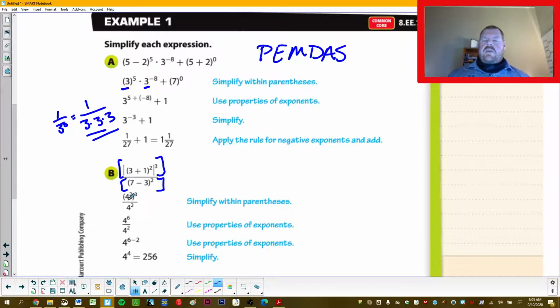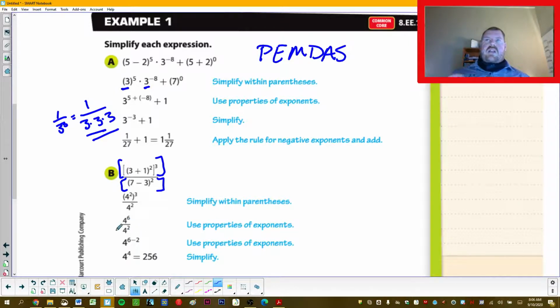Okay, so I have 4 to the second raised to the third power over 4 to the second. Since I have a power raised to a power here, that's the third rule that we wrote. We multiply those exponents. 2 times 3 is 6. And then I have 4 to the 6th over 4 to the 2nd.